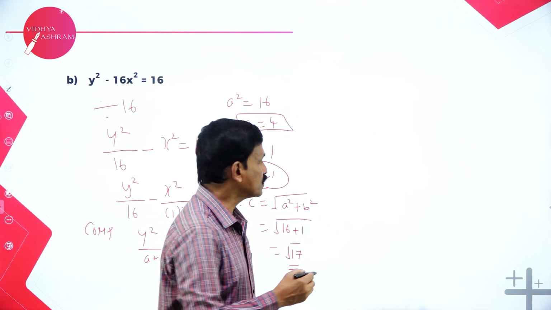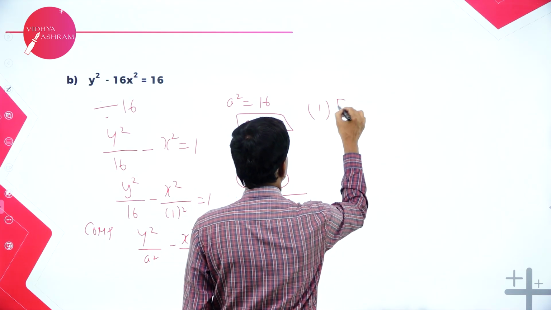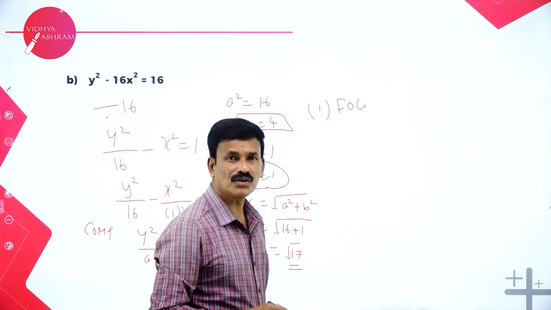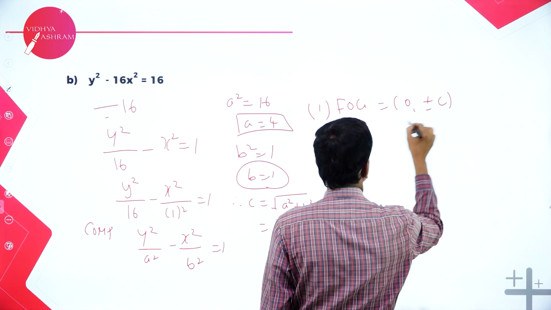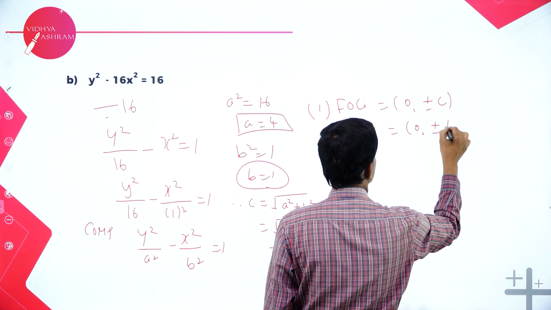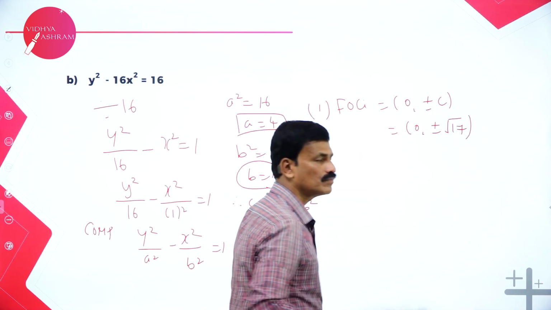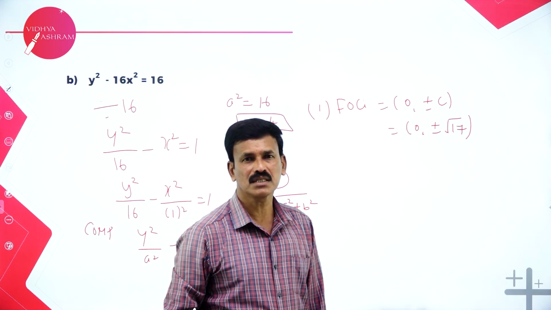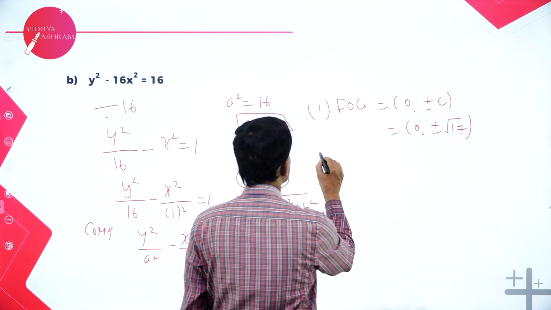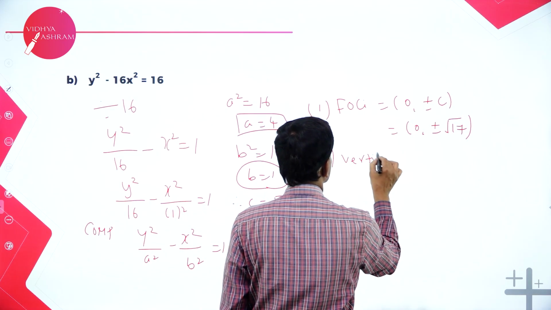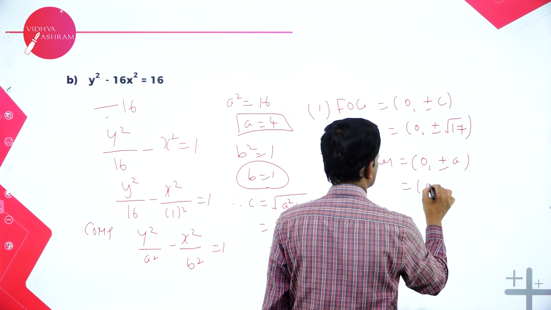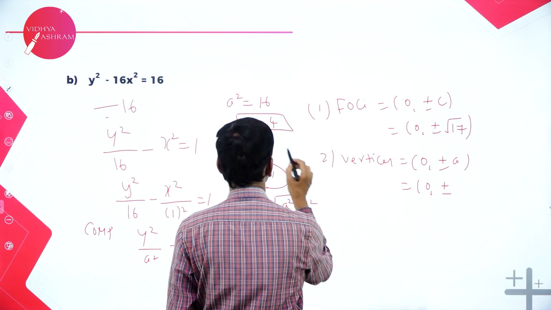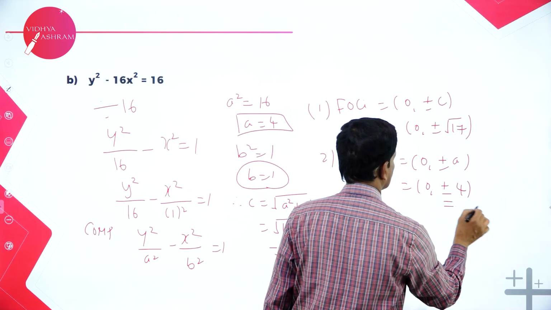Now, find out the foci first. Foci is equal to 0 comma plus or minus c. That is equal to 0 comma plus or minus root 17. Next, the vertices. The vertices are 0 comma plus or minus a, that is equal to 0 comma plus or minus, what is a? a is 4, so 0 comma plus or minus 4.